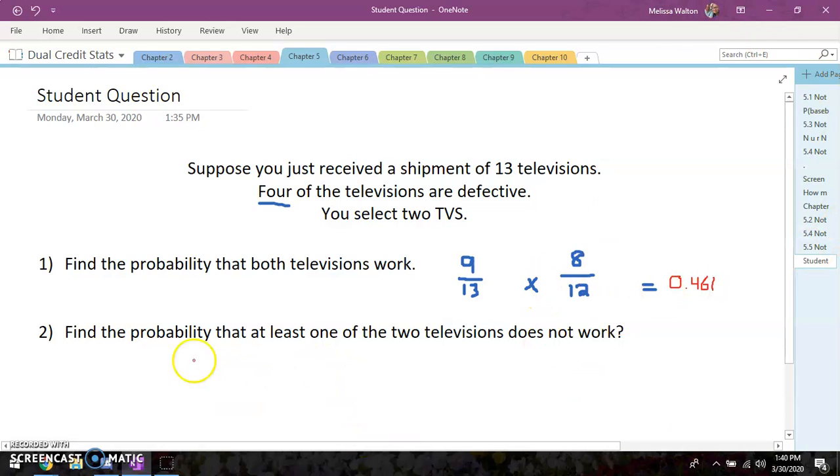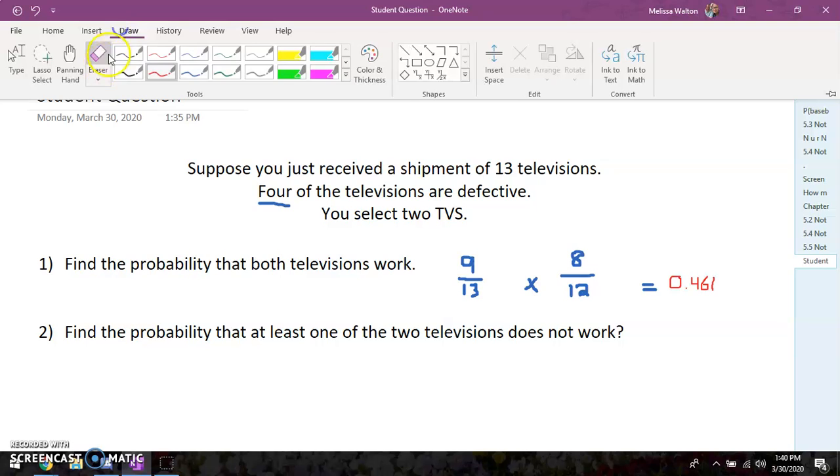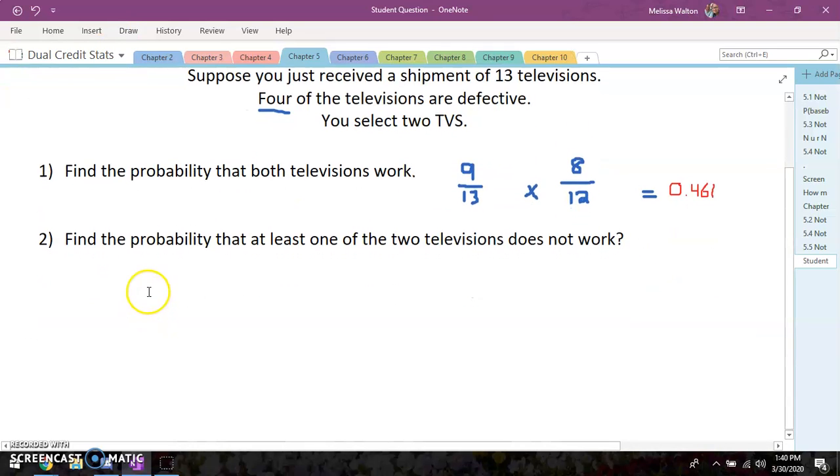Now, here we go. For the next problem, I want to know, find the probability that at least one of the 2 does not work. Find the probability that one of the 2 does not work. Well, let's take a look at all of our different possibilities here. Hopefully we can find a little bit quicker of a way to do this. So here are our options.